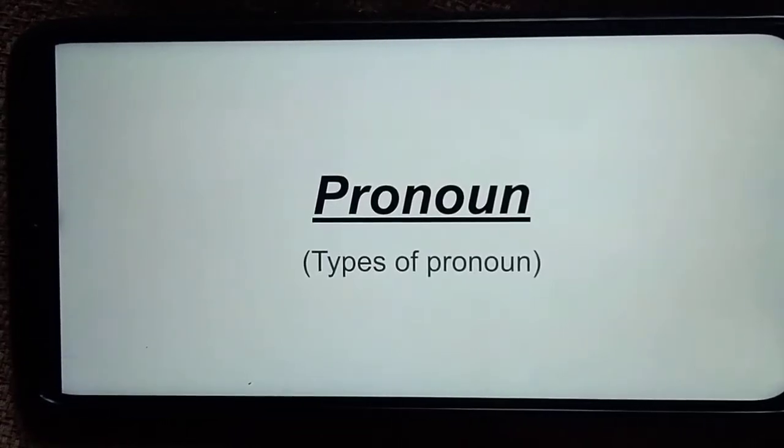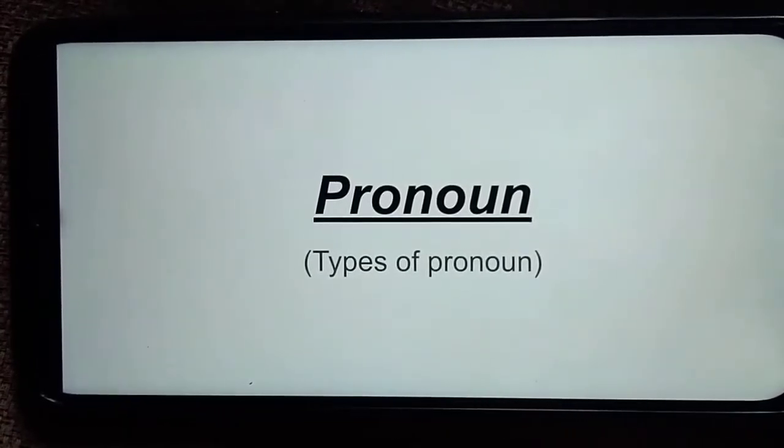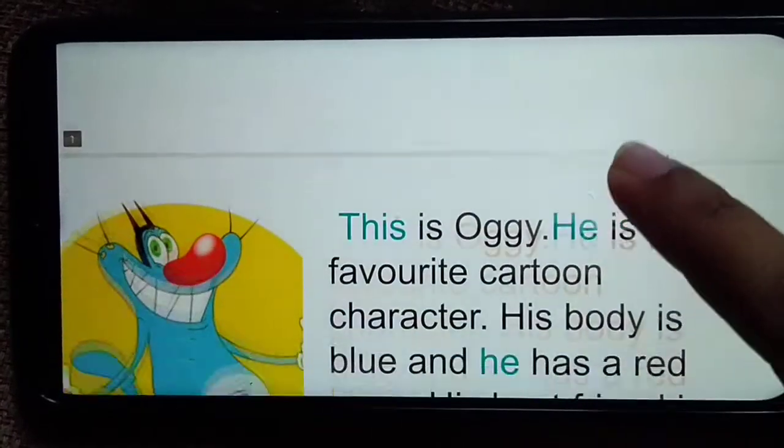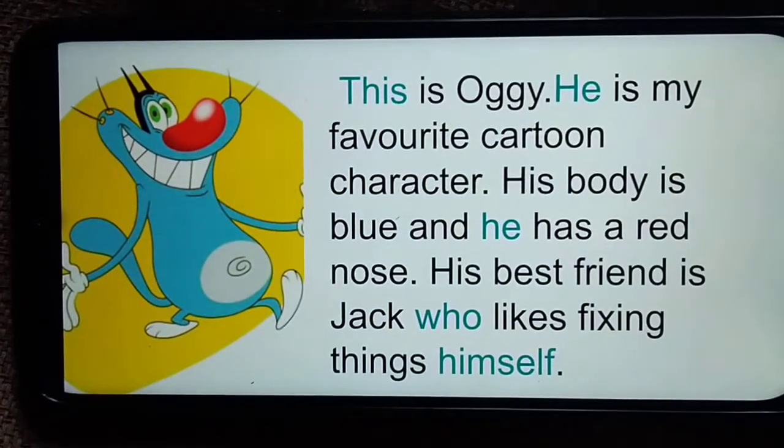Hello students, the topic that we are taking today is pronoun. We will learn what is a pronoun and what are different types of pronoun. So let's begin it. Do you know who is this?